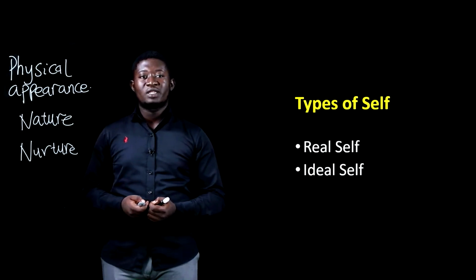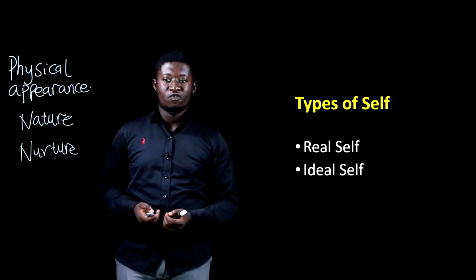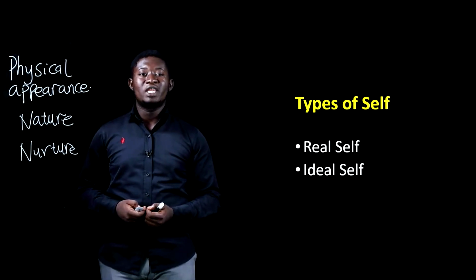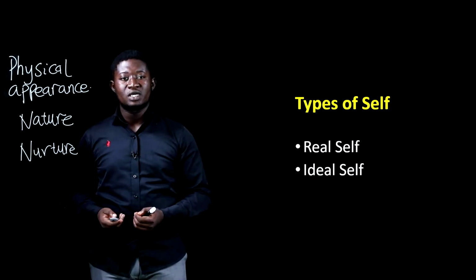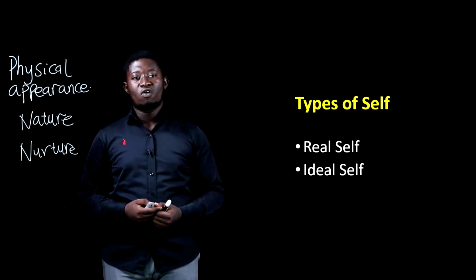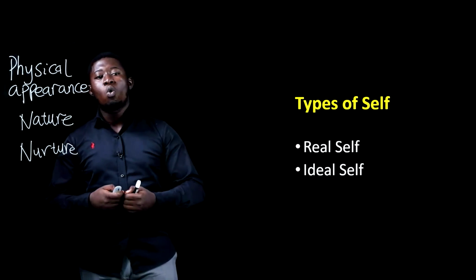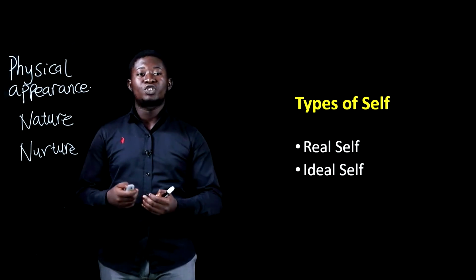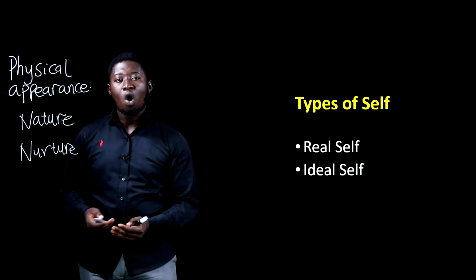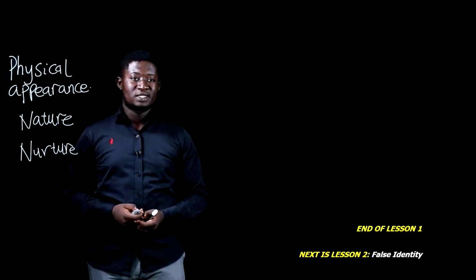We talk about the types of self, and the first one we'll discuss is the real self. The real self talks about who an individual actually is, irrespective of the weaknesses or the negative sides of the individual. And then the ideal self refers to who an individual would want to be, or who an individual wishes to be, taking away all his or her weaknesses or all his or her negative sides.